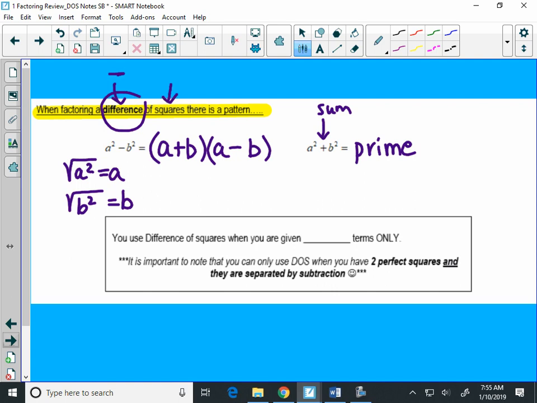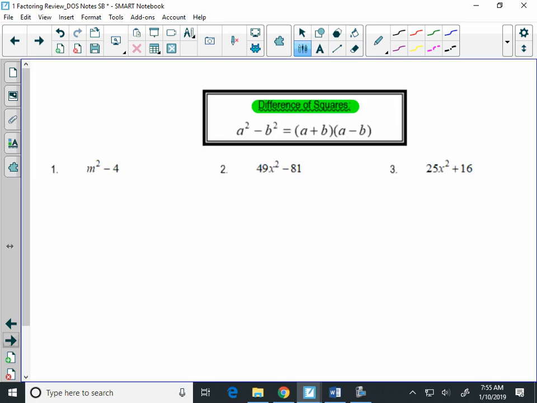Now the other thing to remember, difference of squares will only happen when you are given two terms, binomials, not if there's three terms. So you have to have two terms, a minus sign, and two numbers you can take the square root of. Let's try a few on the back.